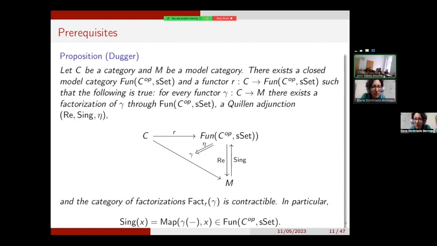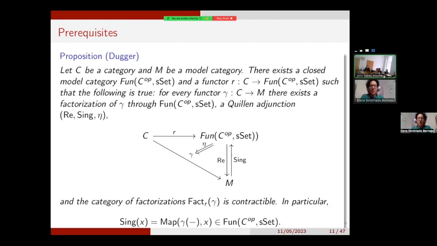Sorry, he's asking what a closed model category is, but I think that's just a model category. Quillen talked about model categories. They're just the same thing. It's also really not important for what I'm going to do. I really just need this Quillen adjunction. But yeah, so that ends the prerequisites.